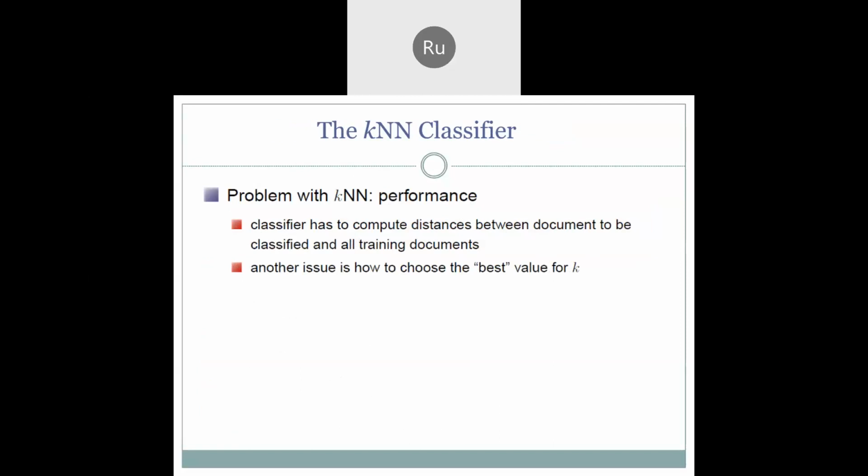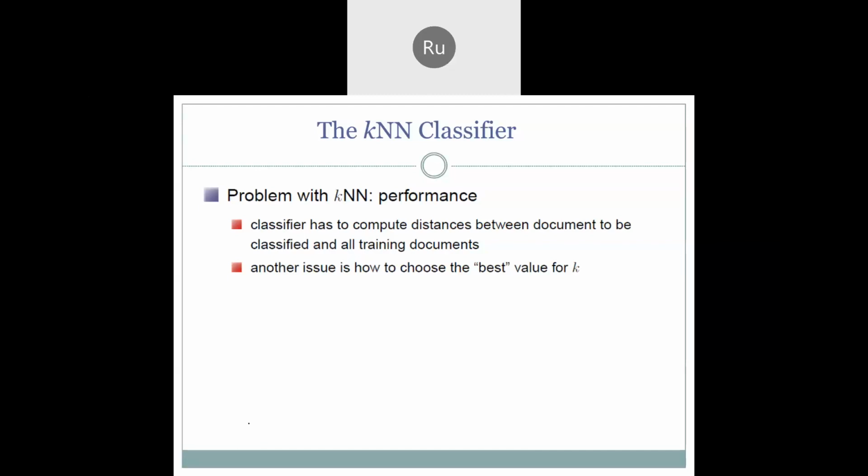The problem with the KNN classifier's performance is that it has to compute the distance between the document to be classified and all training documents. That means if you have 10,000 or 100,000 samples or documents in your repository, you need to compute that same number of distances between the new document and the documents you have in your database.